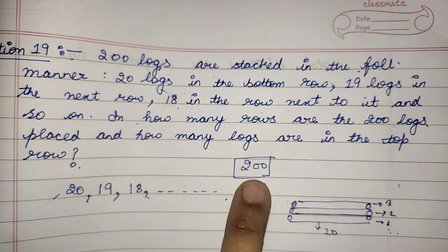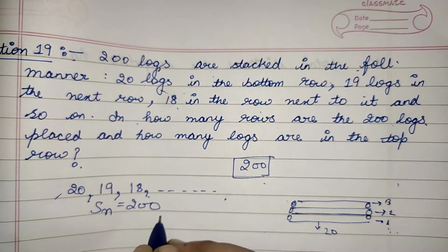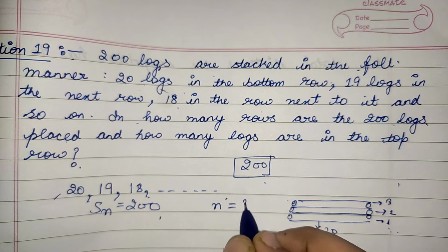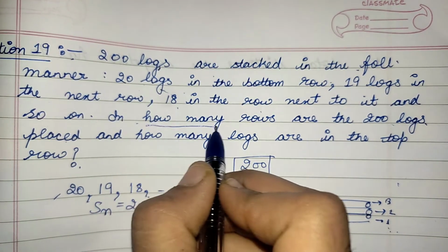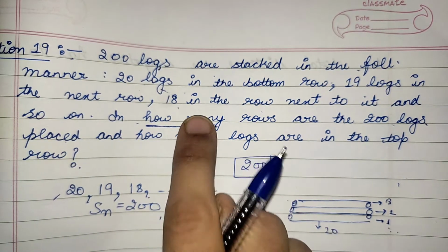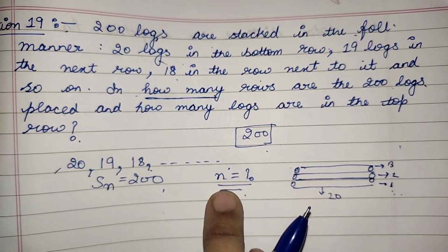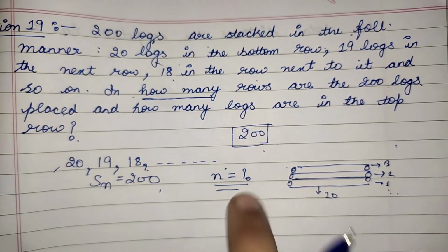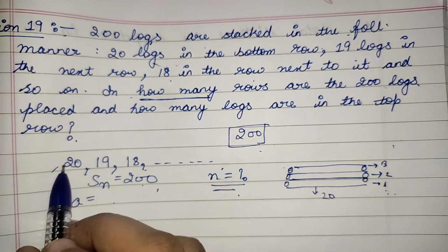So the total Sn is given to us, equal to 200, and what I have to find out is the value of n, because they are asking about the count, and if we have to find out the count, that means we have to find out the value of n. Now let's find out what we need to find the sum.